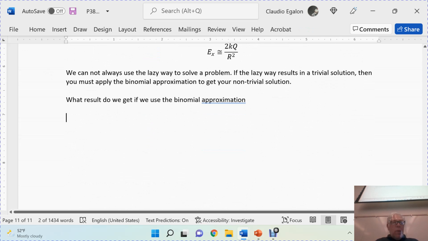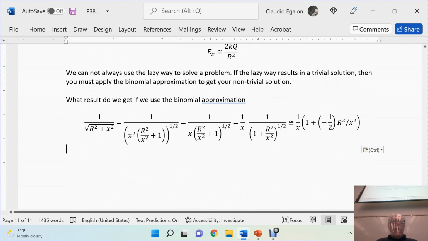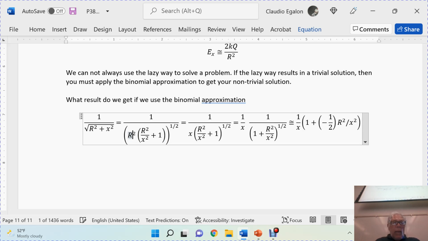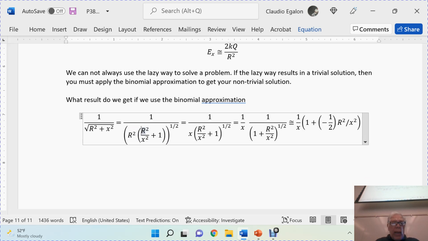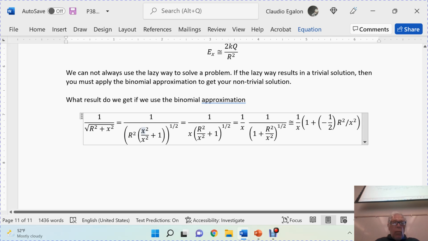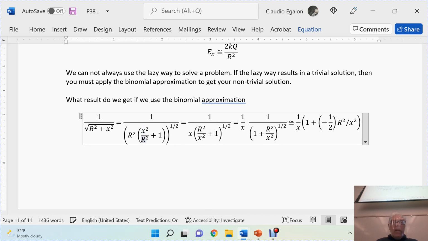But now we're going to go the other way. Instead of putting the x squared in evidence, we are going to put the r squared in evidence. Let's see what we get. When we put the r squared in evidence, we get something like that. We get an x squared here and an r squared here, right?